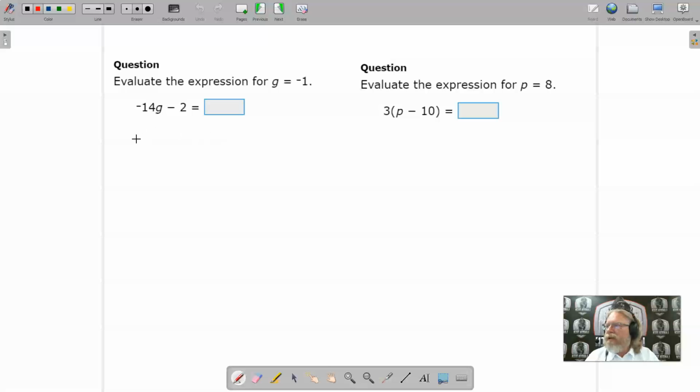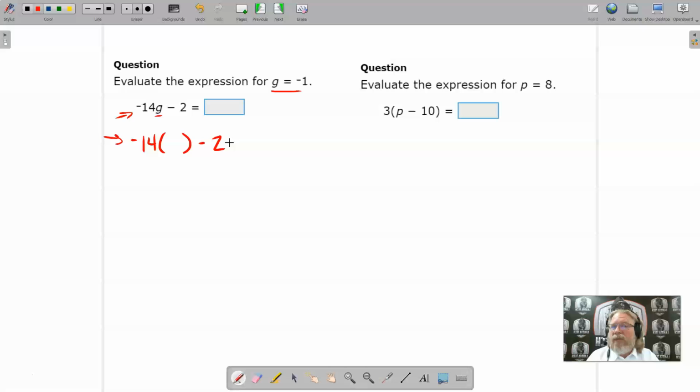On this one here, we know that g is equal to negative 1. But so that we don't get our negative signs mixed up and miss something someplace, let's use the strategy of rewriting the expression, and wherever the variable is, we're going to put a parenthesis to hold whatever we're plugging in for that variable, and then from there we'll do the math. So we have negative 14 times g minus 2. I've not really been paying attention to this g equals negative 1 yet. I'm just rewriting this right here, but wherever the g is, I'm just putting a parenthesis.